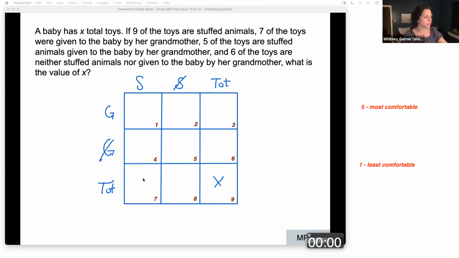So 9 of the toys are stuffed animals. 7 were given to the baby by the grandmother. 5 of the toys are stuffed animals given to the baby by her grandmother. And 6 of the toys are neither stuffed nor given to the baby by their grandmother. So this would be 2, this would be 4, 6 and 2 is 8, or I can come across in 10. And either way I want to get there, this number is 17.